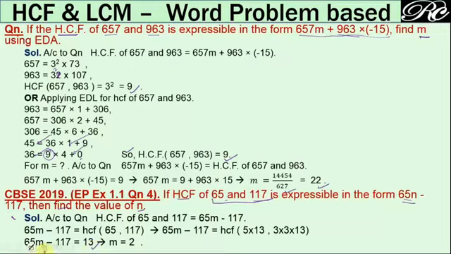Therefore 65m minus 117 is equal to 13. Bringing this 117 to the right hand side and dividing by 65, we will get the value of m, and m will come as 2. So this is how the unknown can be calculated. These were the various categories of application of LCM and HCF. Based on this, questions are asked in various examinations, in board examinations as well as NTS.